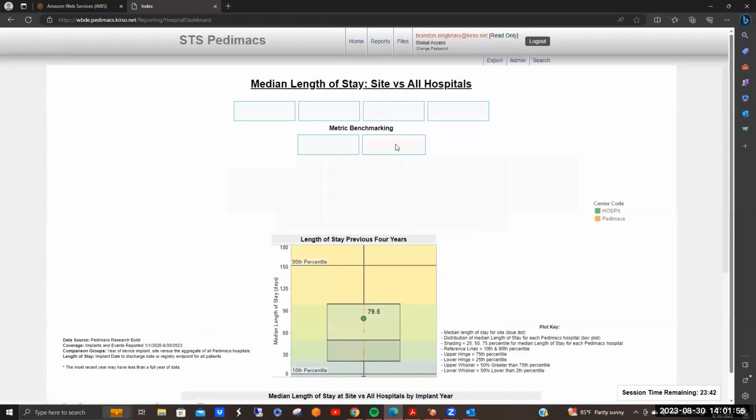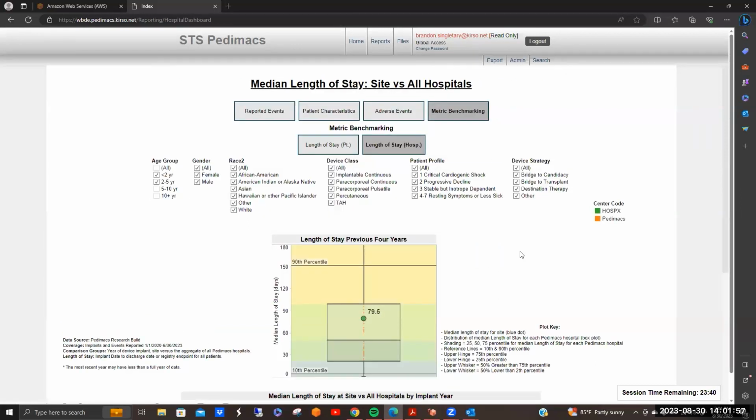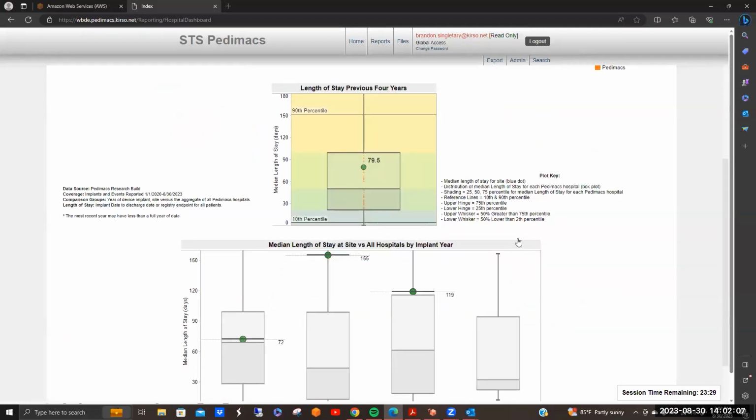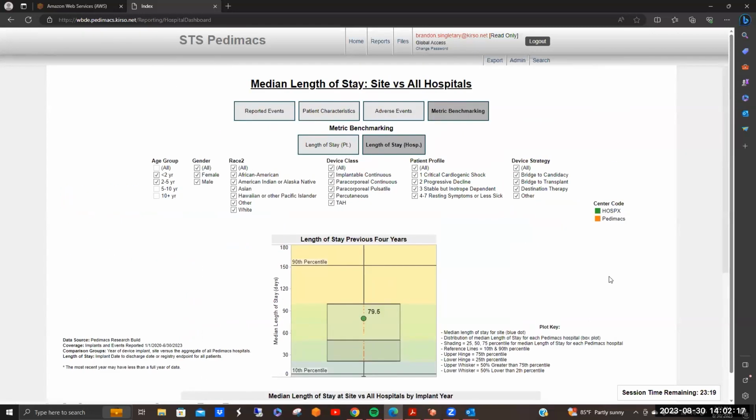Again, if you want to look at how you compare against other hospitals instead of just that aggregate PDMacs or all aggregate PDMacs patients, this is looking at all hospitals within PDMacs. So it provides you the median length of stay and you can see where your site falls on the range of other sites that are submitting their data to PDMacs as well.